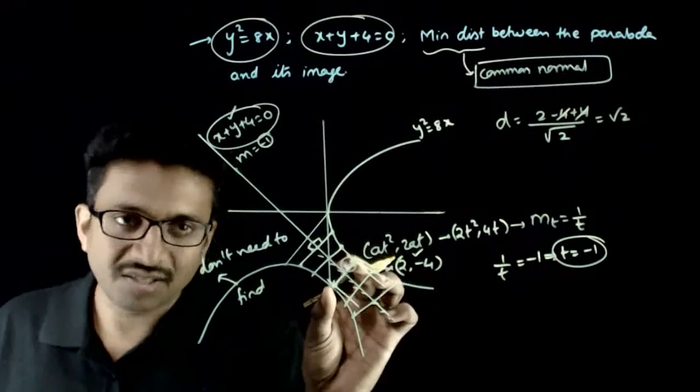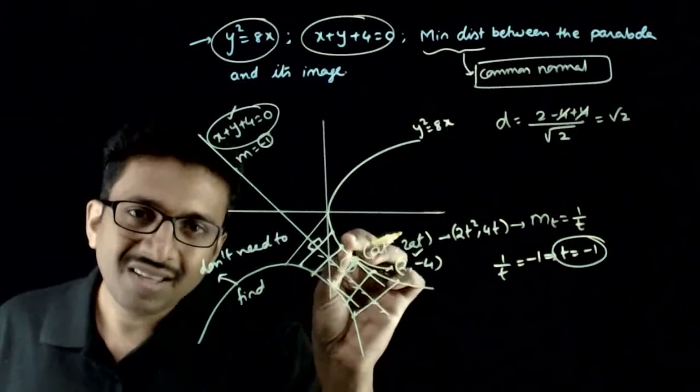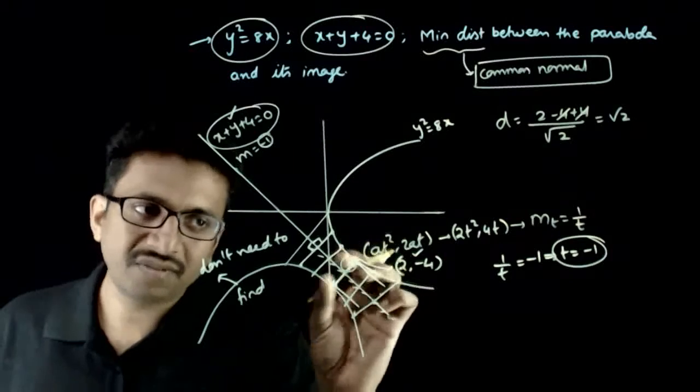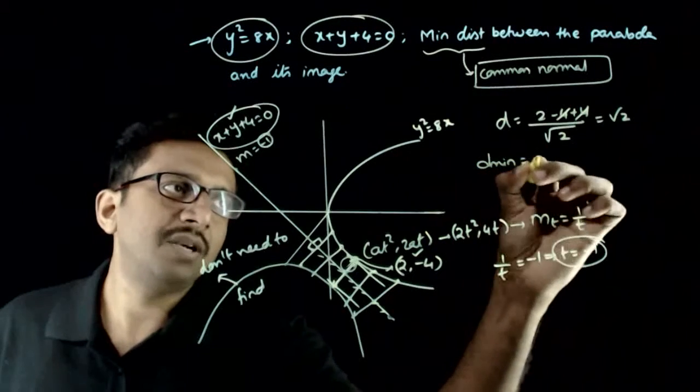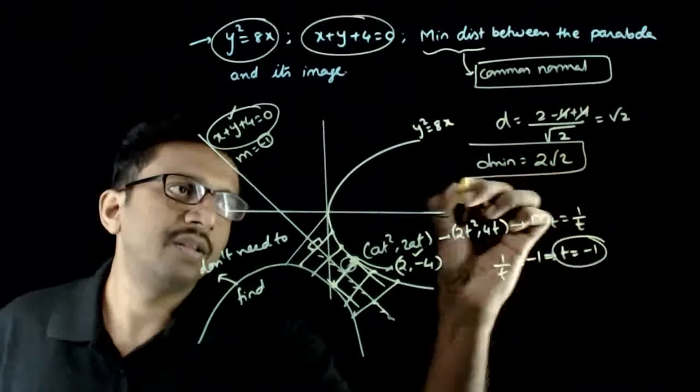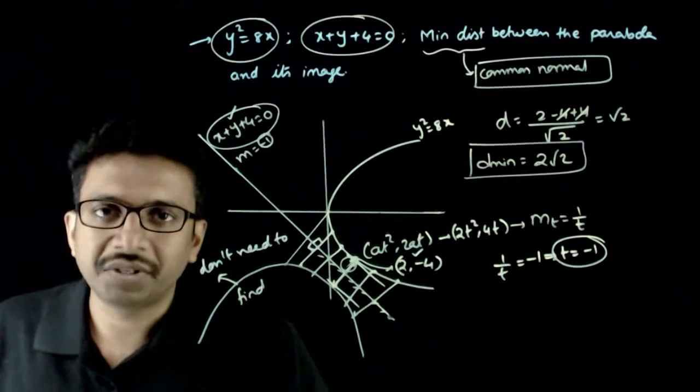So what is the total distance? What is the minimum distance between the two curves? That is twice this distance. So d minimum is nothing but 2 root 2. This will be the answer to this question.